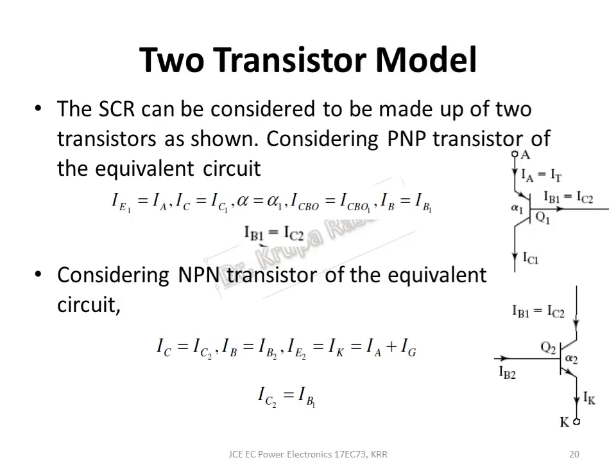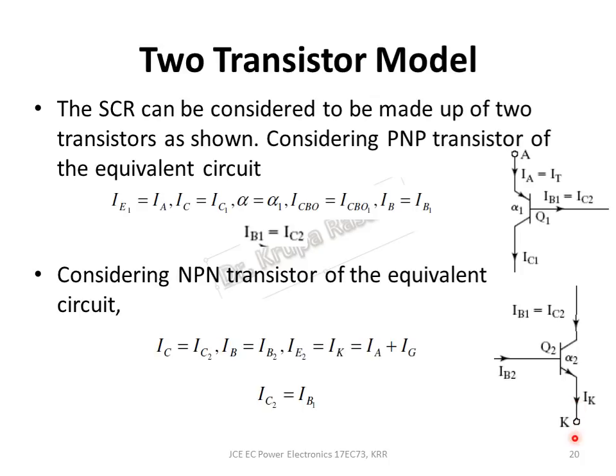Considering the NPN here, this is the other transistor. We'll call it Q2 or T2. And like alpha 1, we'll call it alpha 2. And this is nothing but IB1, IC2, which is coming here. And this is IB2, the base current. And this is the cathode current, which is nothing but IE2. So IE2 becomes equal to IK, IB becomes equal to IB2, and IC becomes IC2 in this case. And IC2 becomes equal to IB1, as we have said.